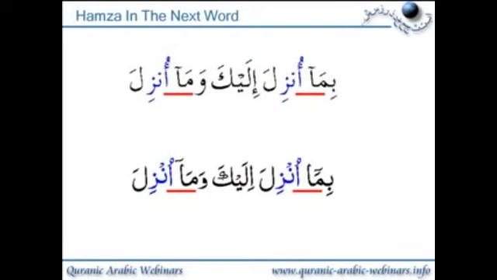Okay, another few examples here. So here we've got bima unzila, and because the ma is too long, i.e. it's fatha alif long vowel, they put a madda on it because the next word unzila begins with hamza. So again that would be bima unzila. Okay, so the ma is 4 long. And you can see it again at the end of that sentence as well.